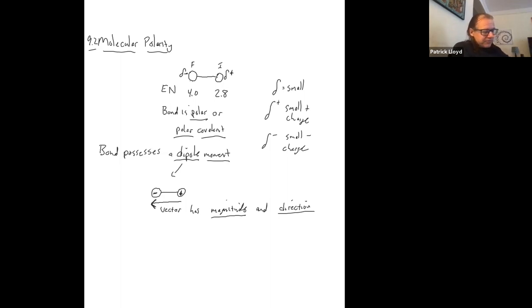So, if you have the negative charge over here and you have the positive charge over here, we would point the vector, the arrow, in the same direction, along that line toward the negative. The head of the arrow goes in line with the negative, and the tail of the arrow goes in line with the positive. Okay. The length of the vector represents the magnitude.